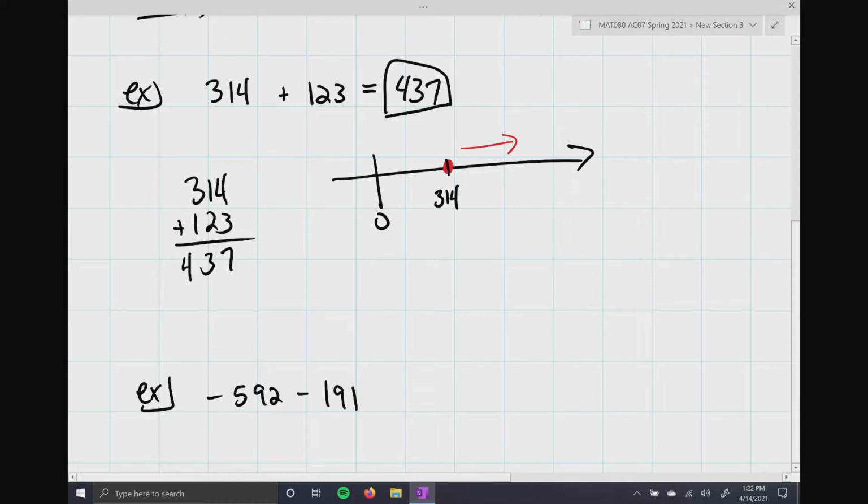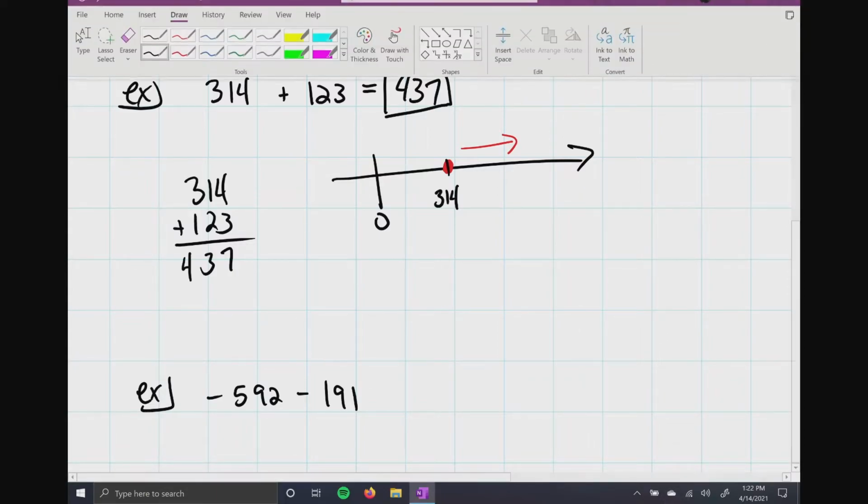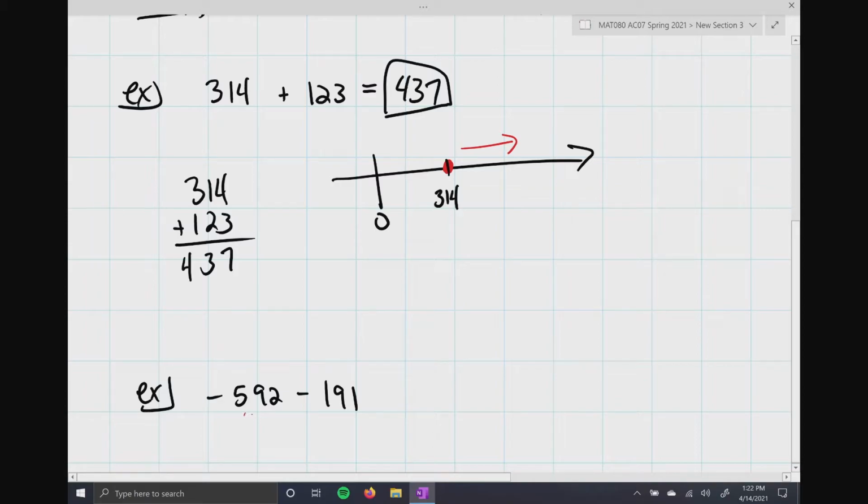Negative 592 minus 191. Now, this right here is a really good example of the rule that we just wrote down, which is if the signs of the numbers are the same. So what you're going to want to do is look at the signs directly in front of the numbers. The 592 is negative, the 191 is negative. So what I'm going to do is add these two numbers together.